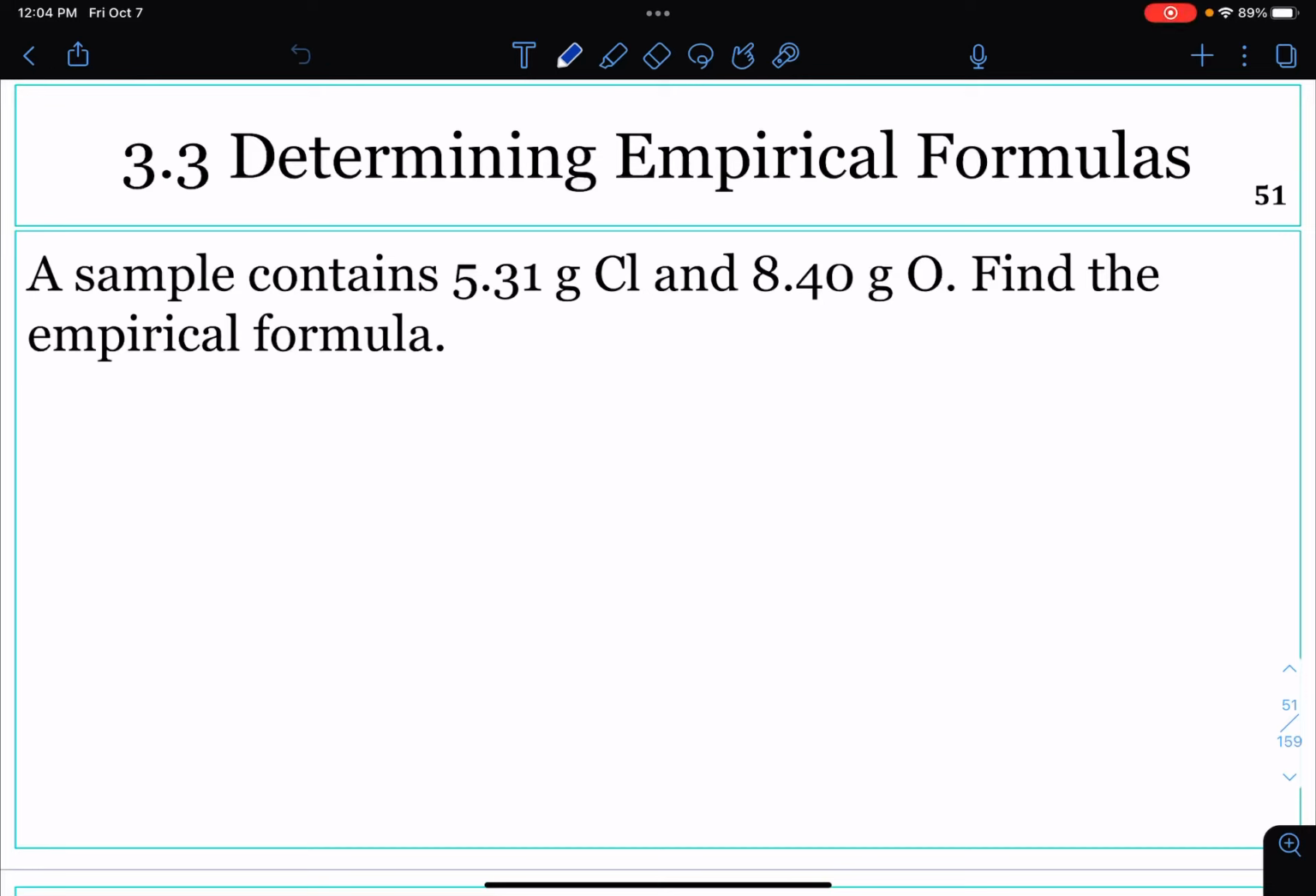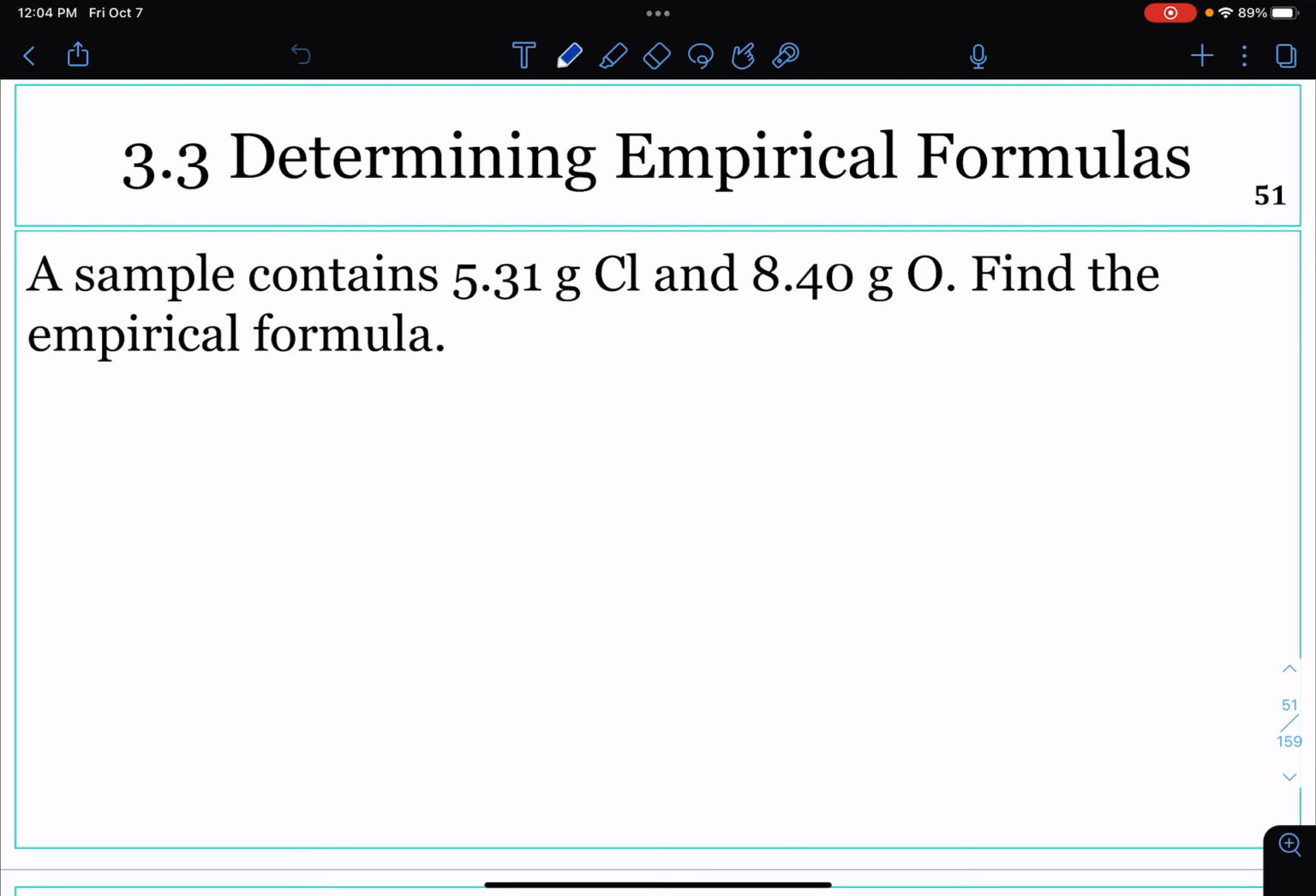In this video, we will talk about 3.3, determining empirical formulas. Remember from chapter 2, we learned that an empirical formula is the simplest whole number ratio of a molecular formula, which is the actual chemical formula of the molecule. In this chapter, we will learn how to find the empirical formula without being given the molecular formula, but just given some sample data.